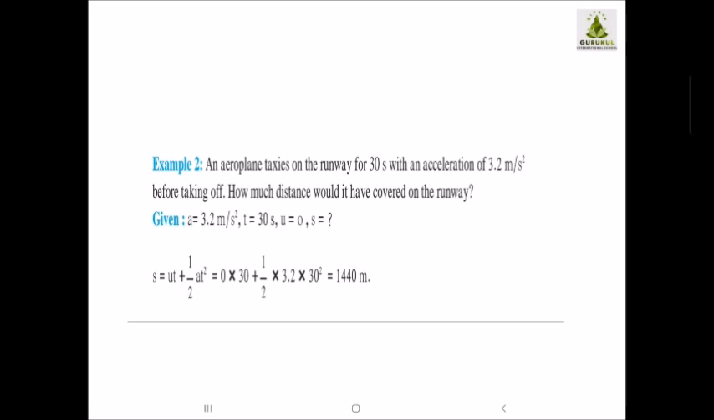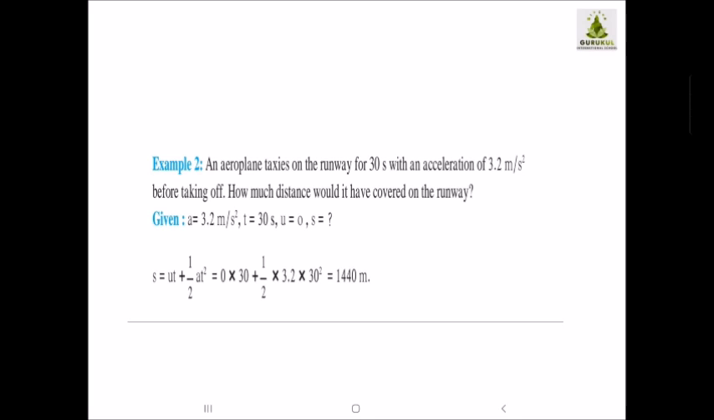Now these are the equations which are based on Newton's laws of motion, which you have already studied. So here the value of acceleration is given, time is given, u, initial velocity is not given, and s, which means displacement, is also not given. Initial velocity u is 0 because it is initially at rest, and displacement we have to find out.